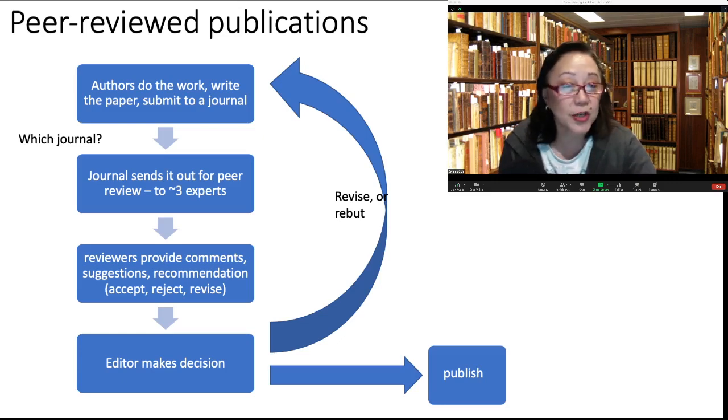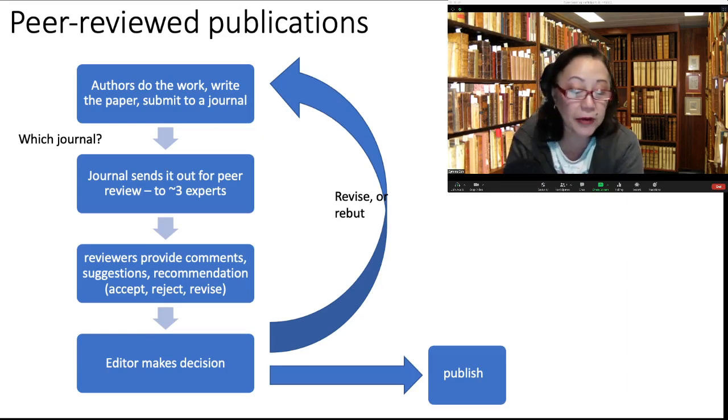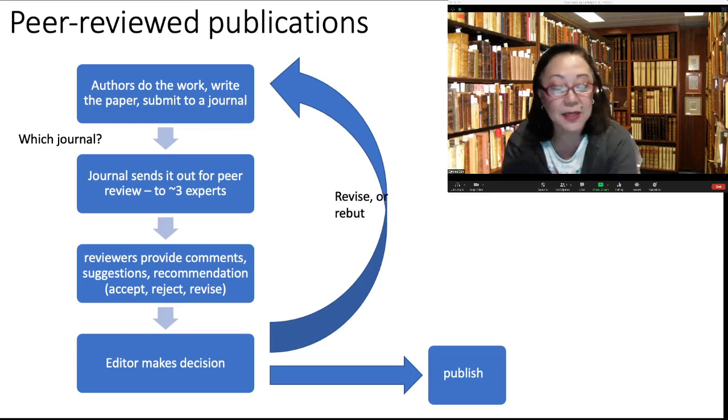There are also other journals that will make a quick decision based on whether or not the submission is along the lines of the journal. But typically, once the paper is submitted, the journal sends it out for peer review. Typically, 2 or 3 experts in the field, sometimes more, who agree to review the paper.